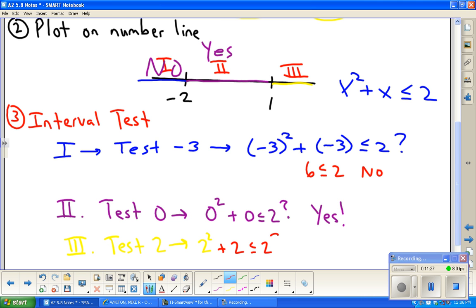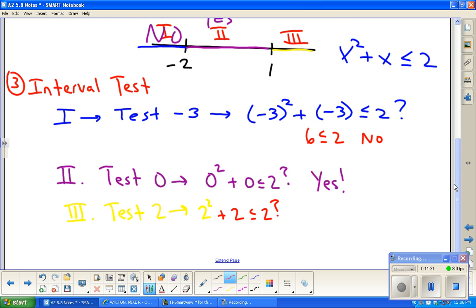Not sure why that changed to red, but that's okay. So that one didn't work, right? So that means any number up here bigger than 1 is not going to work for us.